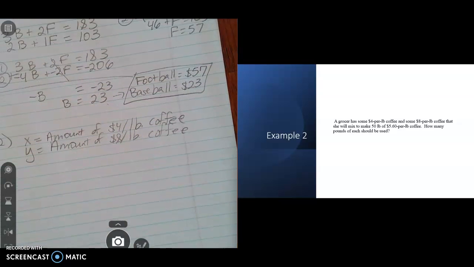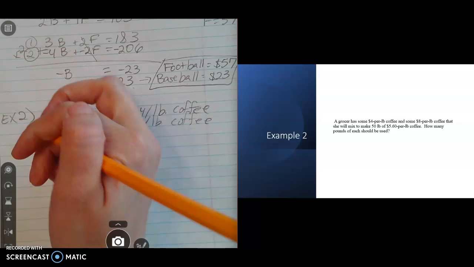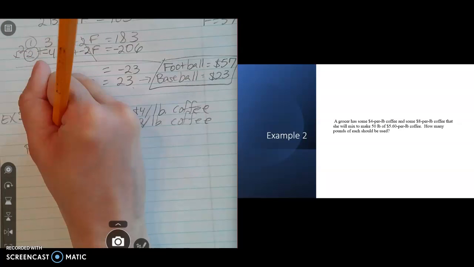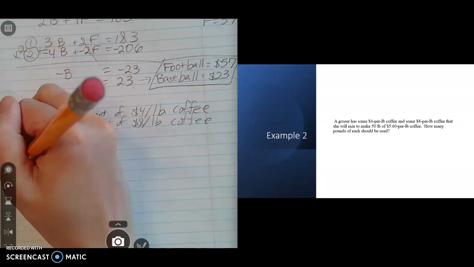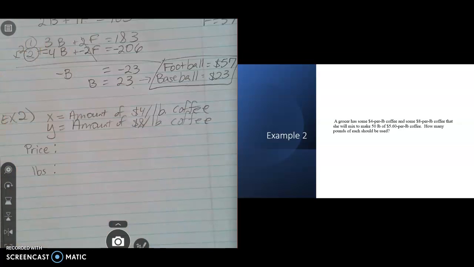Okay. So now that I've defined my variables, those are the things that I'm looking for. And really what we have here is kind of price information and pound information. So that's what I'm going to use to make my two equations. I'm going to make a price equation and just deal with prices and costs. And then I'm going to have kind of a pounds equation, but with the amounts. And that's how I'm going to split up the information that I have in that paragraph.